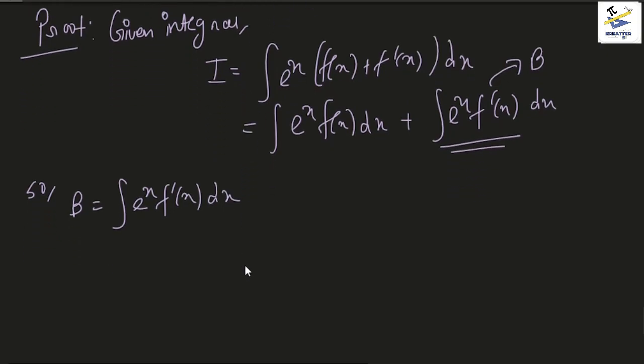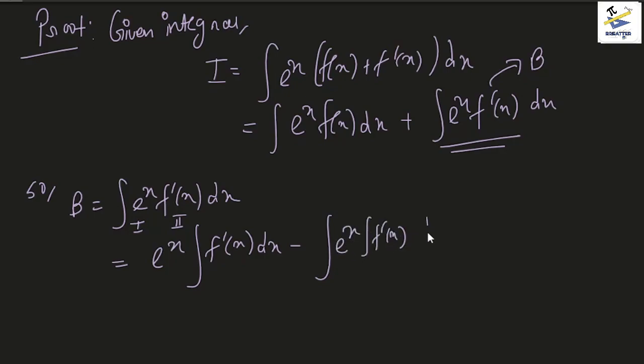If you apply integration by parts here with e to the power x as the first function and f dash x as the second function, what you get is e to the power x into f dash x integrated, minus the derivative of e to the power x, which is just e to the power x, and the integral of f dash x, and then a dx outside, right? Now we know that the integral of a derivative is just the function itself, so it just becomes e to the power x into f of x minus integral of e to the power x into f of x dx, right?